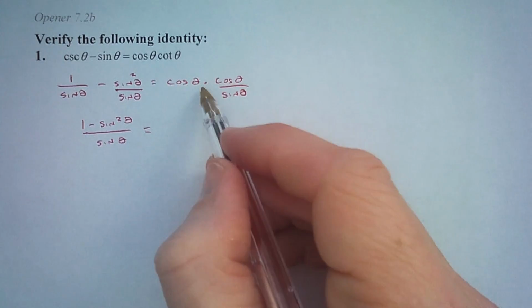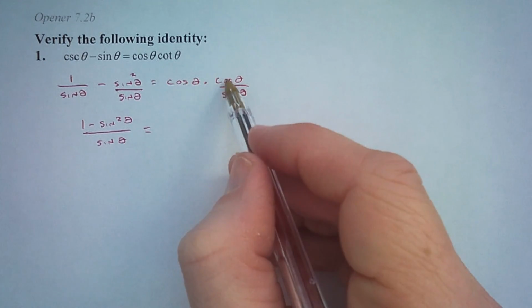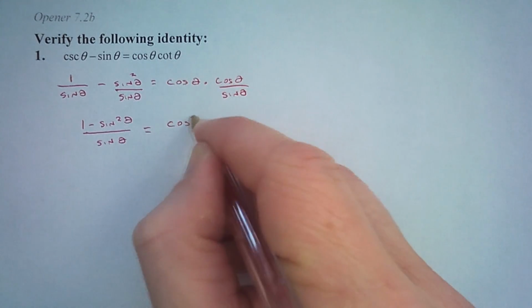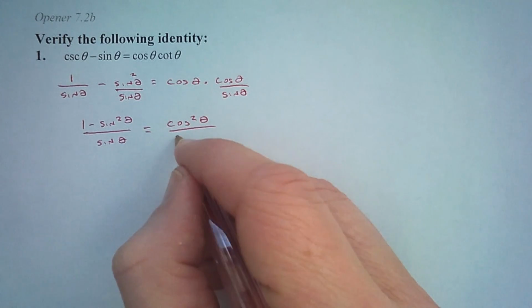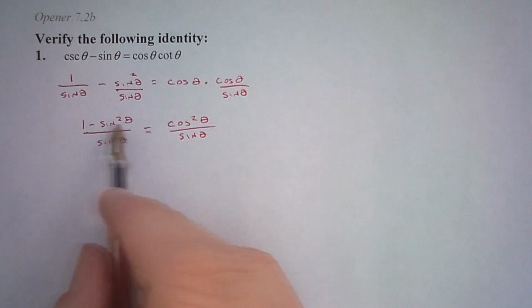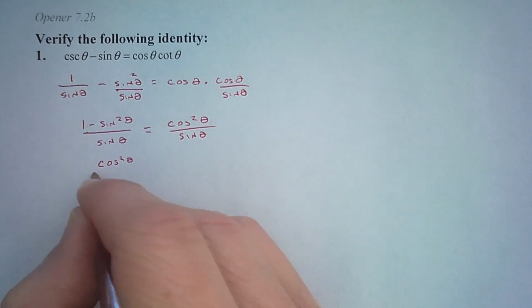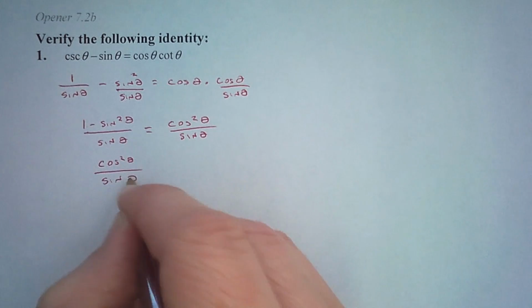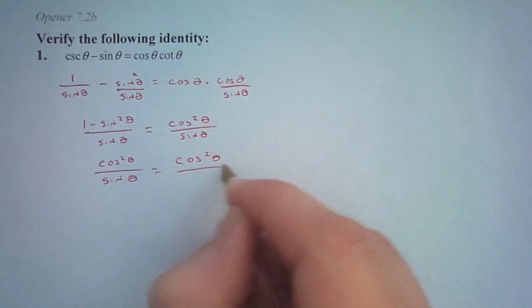And on the right, I don't need a common denominator to multiply, so I can multiply across the top and get cosine squared theta, and across the bottom I have 1 times sine theta, which is sine theta. One of our Pythagorean identities tells us that 1 minus sine squared theta is cosine squared theta. And that matches what I have on the right side.